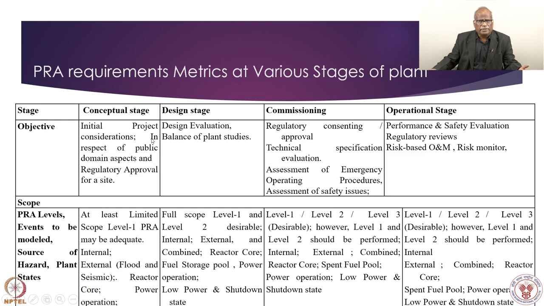Now once it is done at the conceptual stage, a limited scope level 1 PRA should be sufficient, and then the result could be extended to limited scope level 2 and level 3 to understand the impact in the public domain. Okay, so this kind of scope should be worked out, and it may or may not require, depending on the zone, seismic studies, fire, flood, and this kind of thing. They're dictated by the site characteristic actually. So if we see these two metrics, objective and scope, scope will extend to the next slide also.